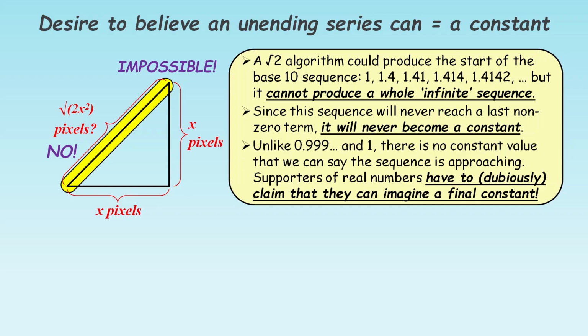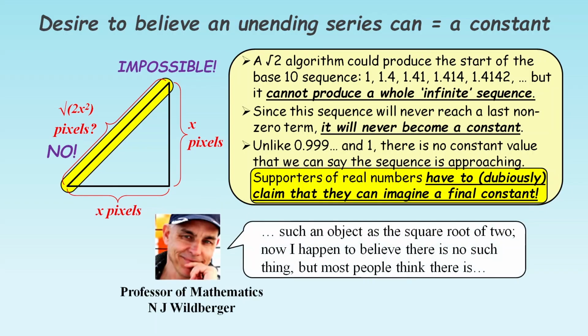So the supporters of real numbers have to dubiously claim that they can imagine a final constant, and since they think they can imagine it, such a point must therefore exist. And so, even some mathematicians now finally concede that the square root of 2 does not exist.